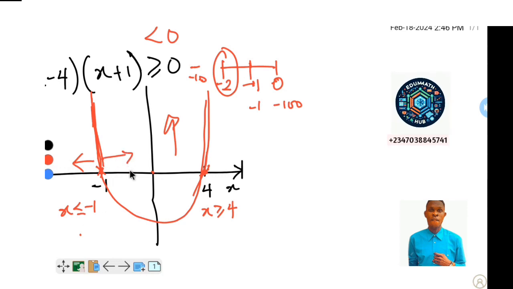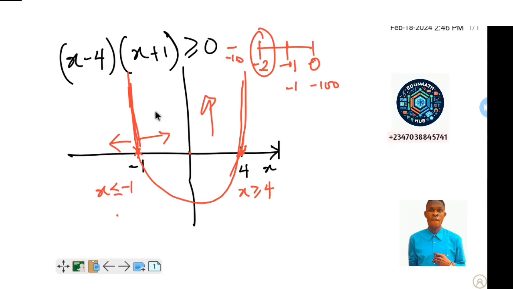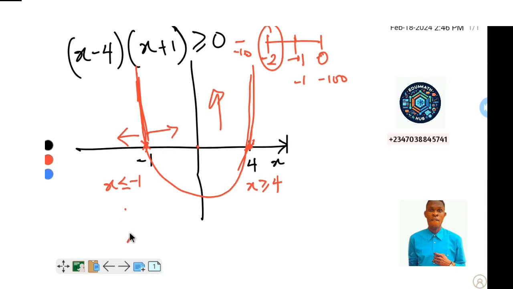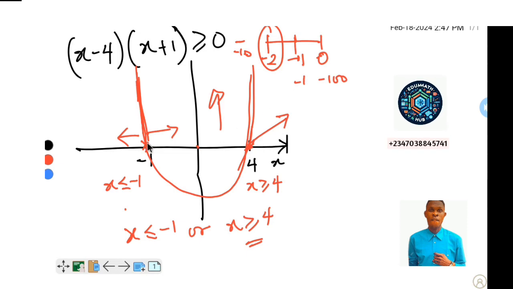So the two regions for the solution of this question will now be written like this. You cannot join them together, you cannot pair them, but you have to write them separately. So this is how the answer will be. You have x less than or equals to -1, or x greater than or equals to 4. You can see from this part it becomes positive, and from this part it becomes positive too, above 0. So this is the answer to that question.